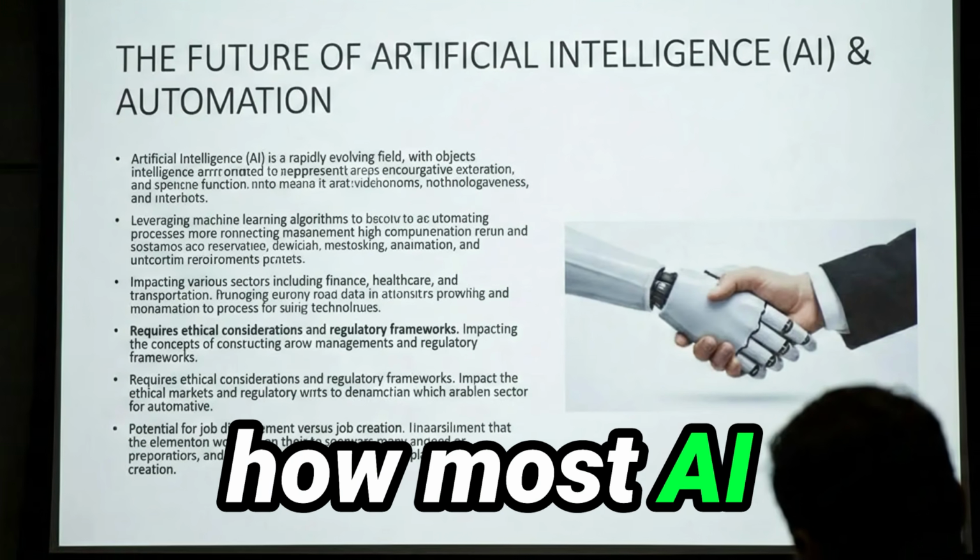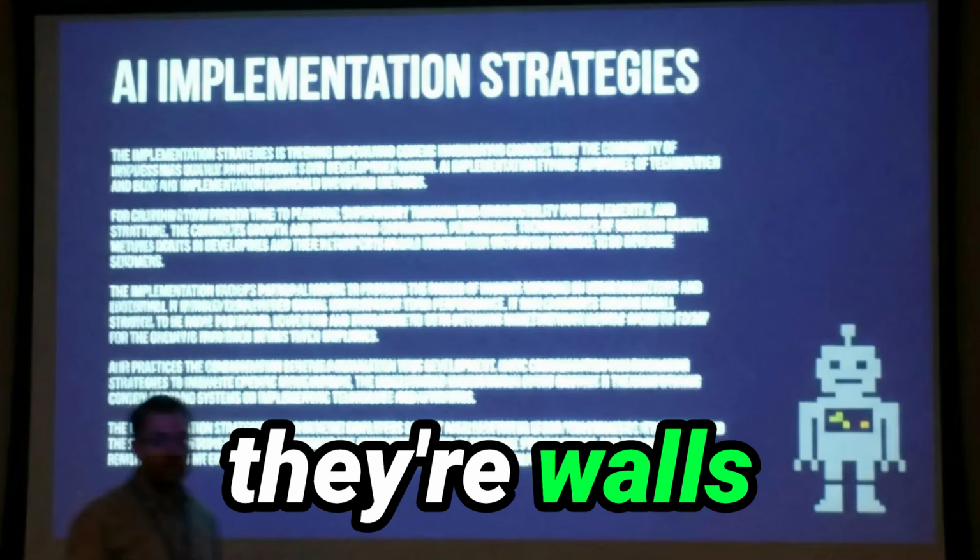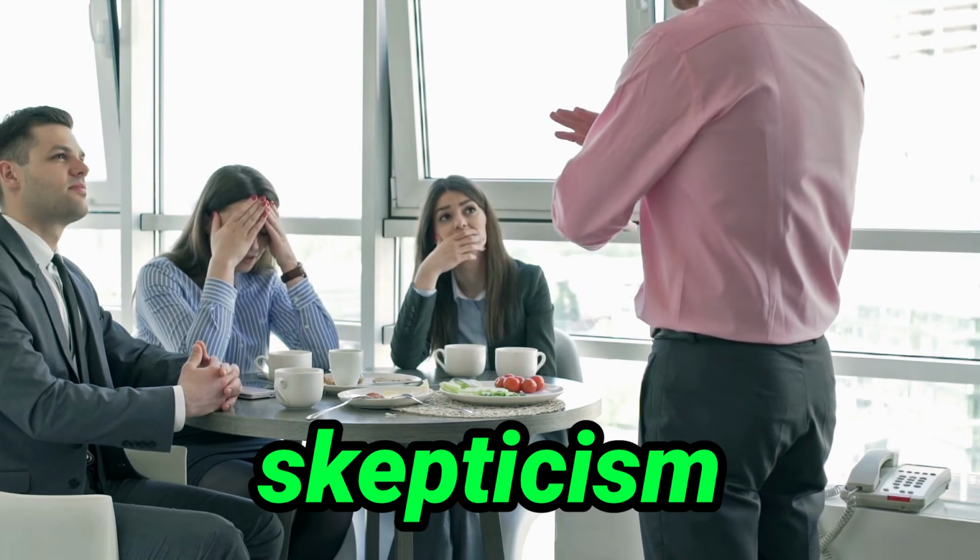Did you know that according to a Stanford study, nearly half of your audience judges your credibility based on how your slides look before they even think about what you're saying? That's a problem, given how most AI-generated slides fail that test immediately. They're generic, they're walls of text, and they trigger skepticism instead of trust.